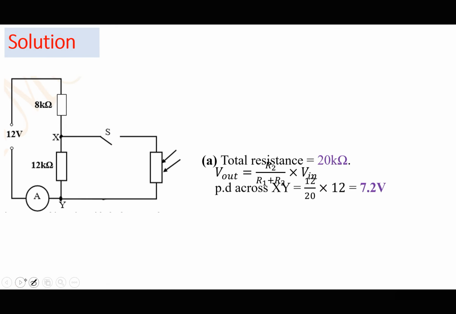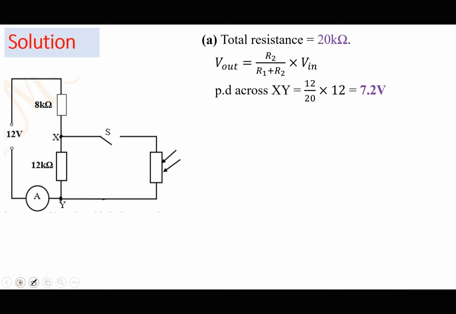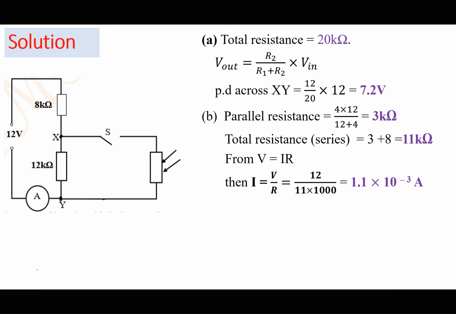So in our solution, I've just solved this very easily. The first one, we got PD as 7.2, resistance 20. Parallel resistance was 3 kilo ohms. We got the total resistance as 11 kilo ohms, and the current reading of the ammeter was 1.1.